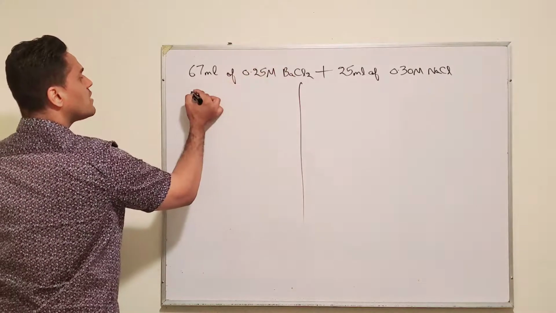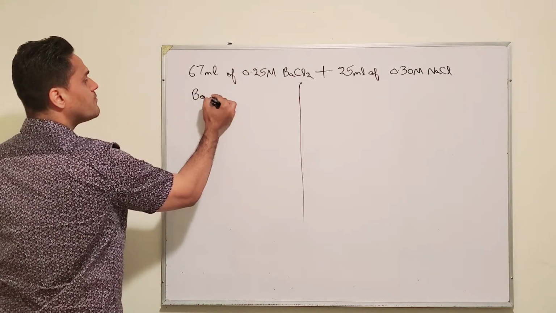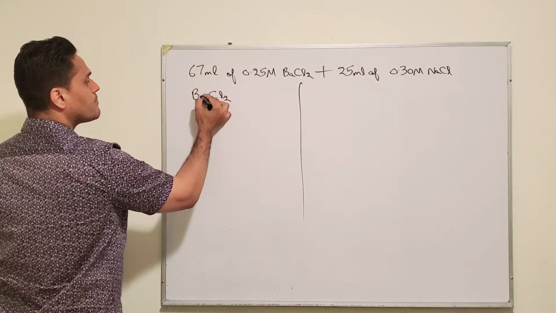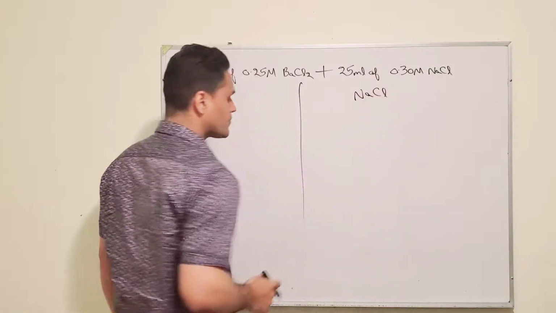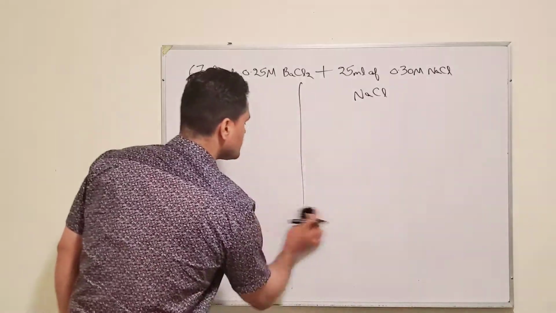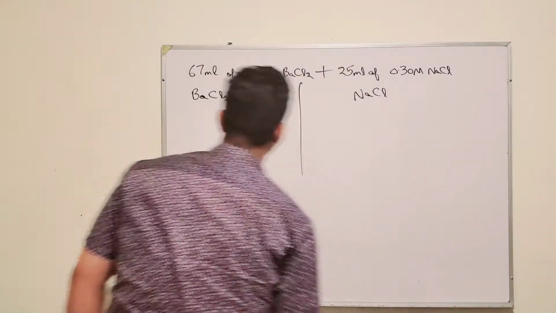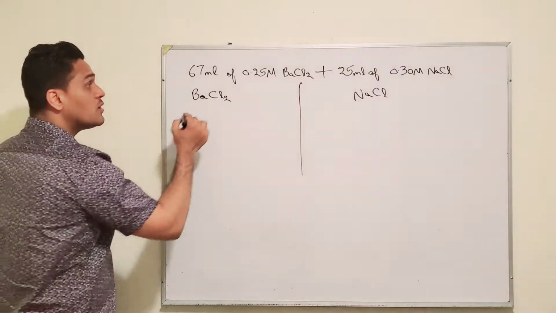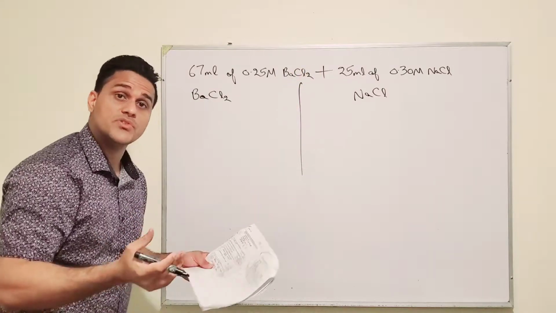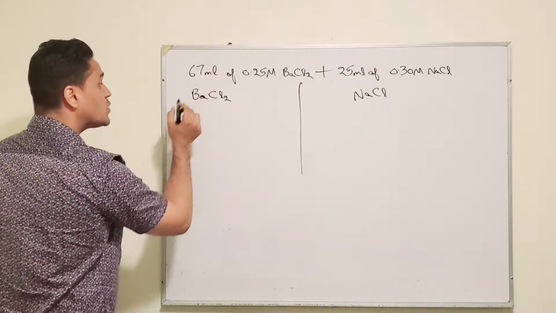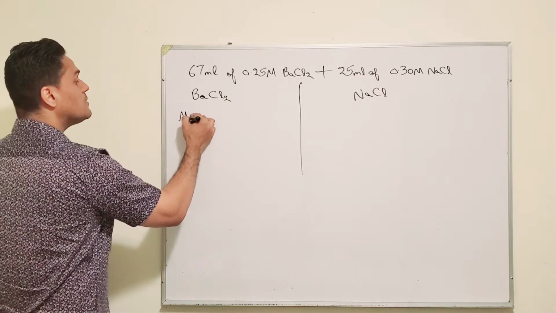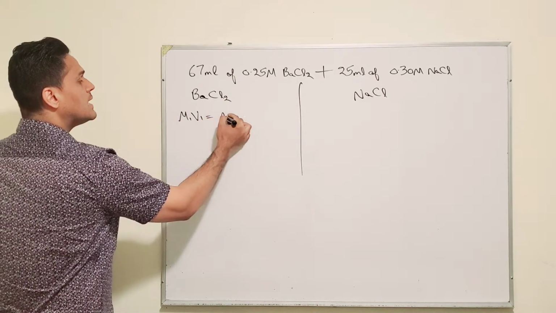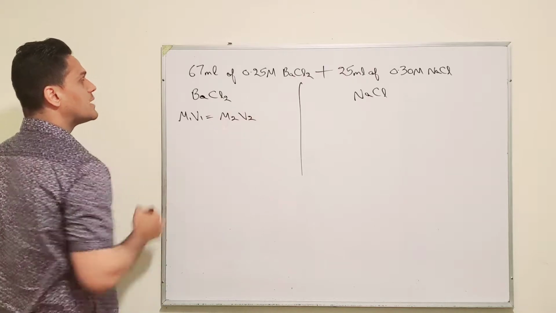We're going to first solve for BaCl2. And then we're going to solve for NaCl, okay? For BaCl2, we know there's going to be a change in volume, so there's going to be a change in concentration in this one. And we're going to find a new concentration by using the same formula. M1V1 is equal to M2V2.